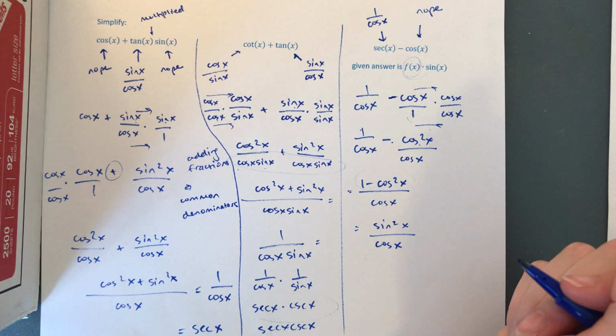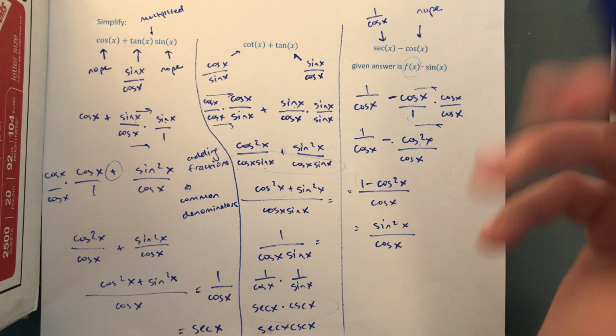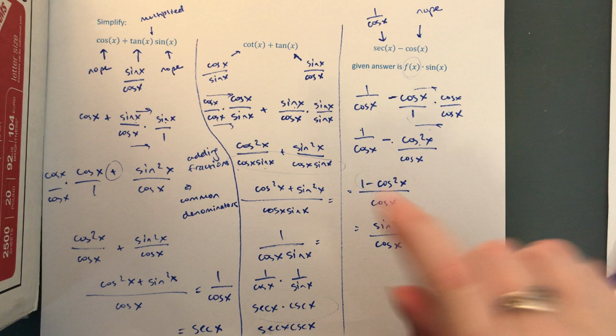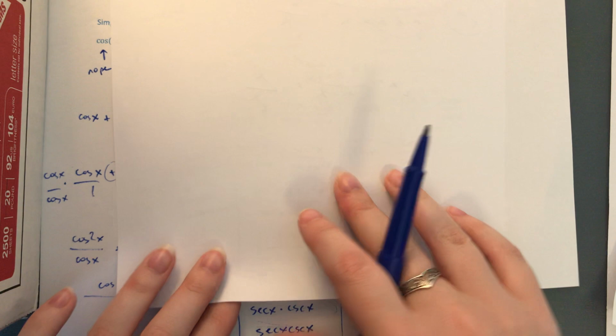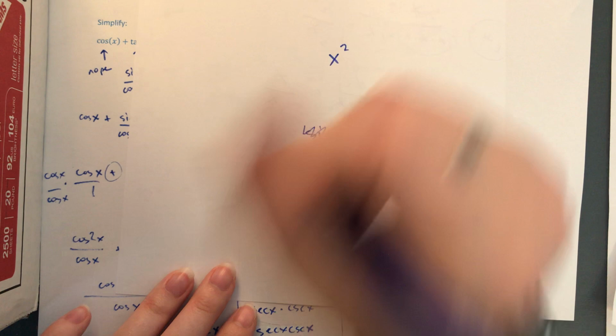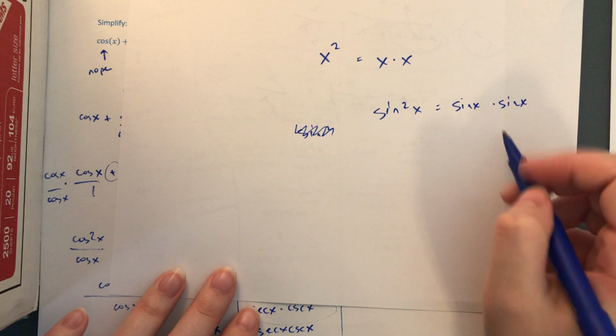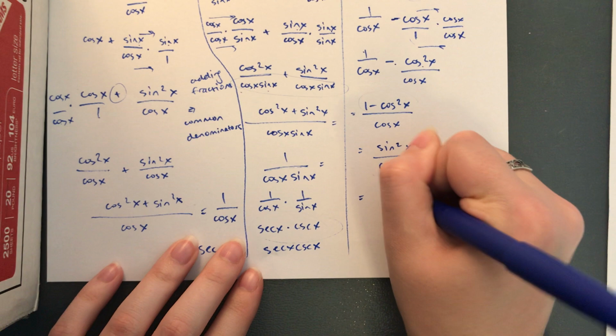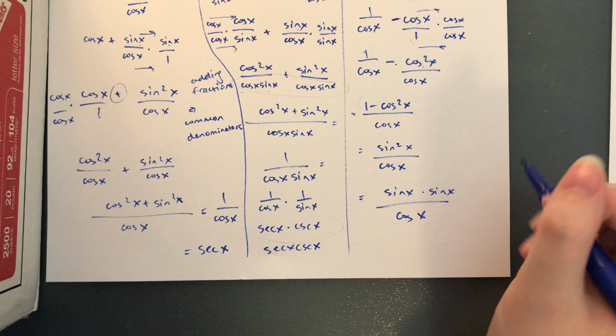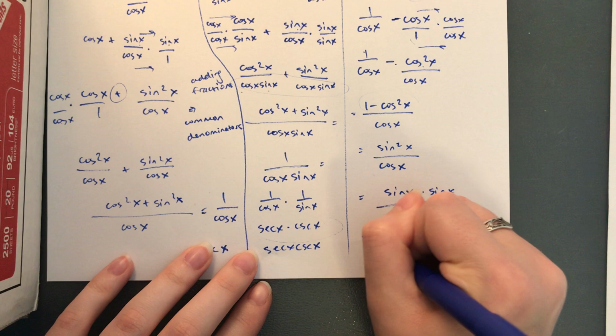we can't replace anything. And we want something times sine. So we want some function times sine. Well, looking at it, we have sine squared over cosine. So the tricky thing that we can do here is, sine squared started as x squared. If we had x squared, we could rewrite that as x times x. And so if we have sine squared x, that's the same thing as sine x times sine x. And we need some function times sine x, so we're going to split it up. This is the same thing as sine x times sine x over cosine x. Well, you can pull one of those sines out and write it on the outside. So we can just say sine x over cosine x times sine x.